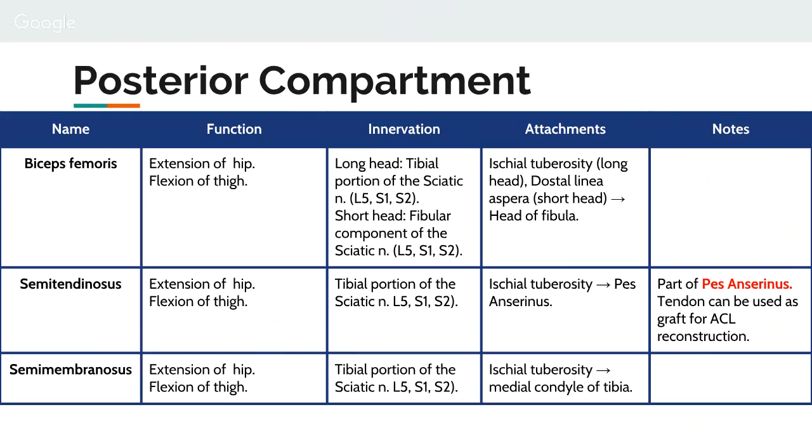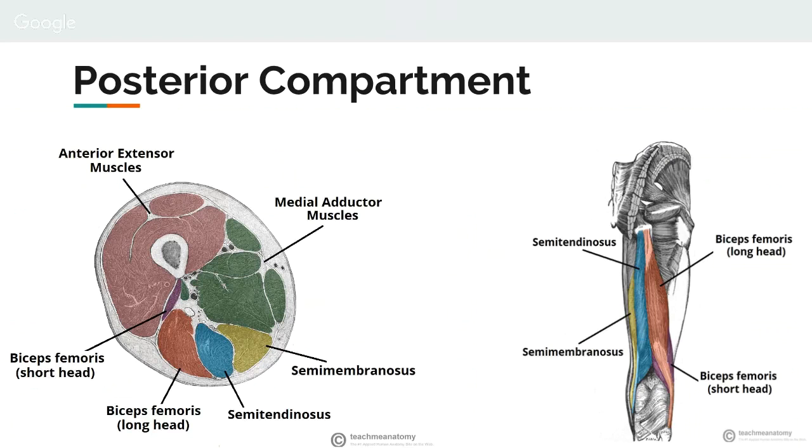Okay, posterior compartment. Lastly, tibial portion of sciatic nerve. Part of the pes anserinus, extension of hip, flexion of knee. So hamstring muscles. And there are some pretty pictures.